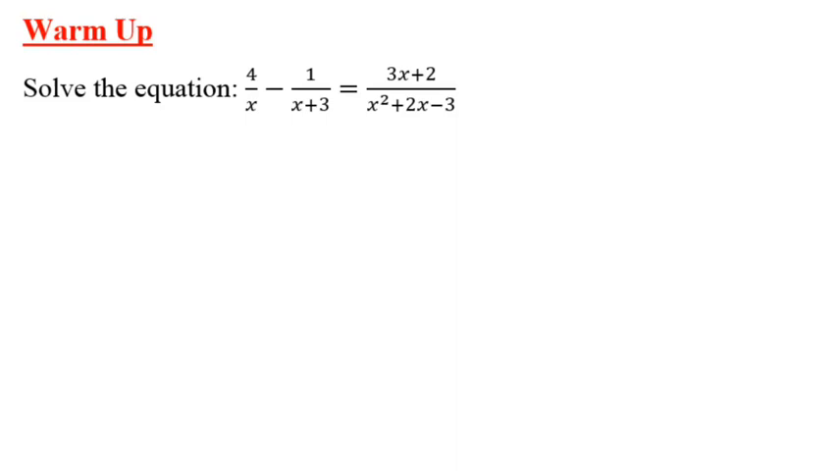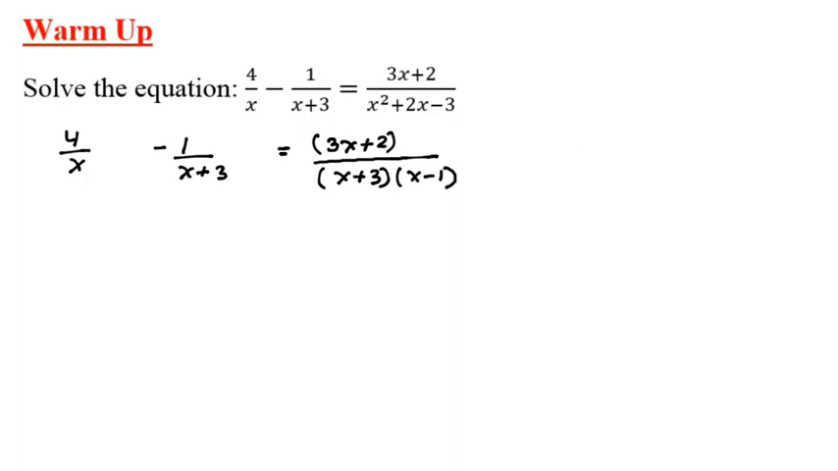In the fourth example, we are asked to solve this equation where the denominator on the right hand side is not factored. So first we are going to factor the denominator on the right hand side. So we can write this as 4 divided by x minus 1 over x plus 3 equal to 3x plus 2 divided by, if you factor the trinomial, from -3 we need to get +2, so the factors will be x plus 3 times x minus 1.